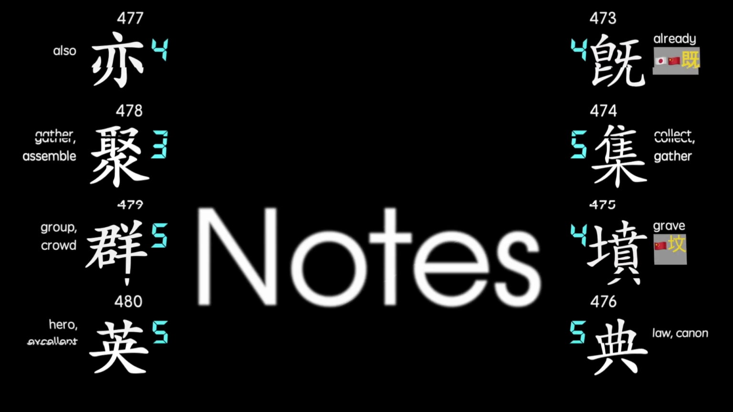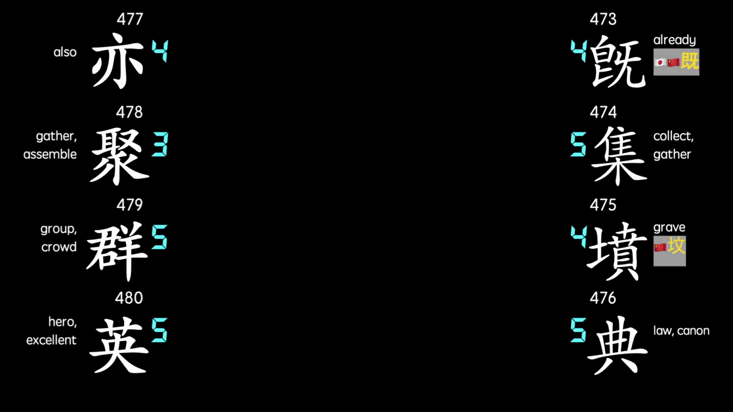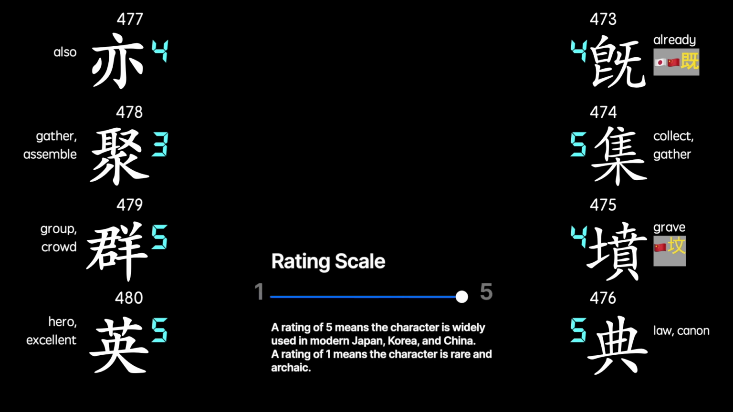Now I'll take one more look at each of the characters and offer a few additional notes and perhaps pose a question or two. I'll also give each character a rating. A rating of 5 suggests the character is common and essential to all 3 of these languages. A rating of 1 suggests the character could be obsolete.